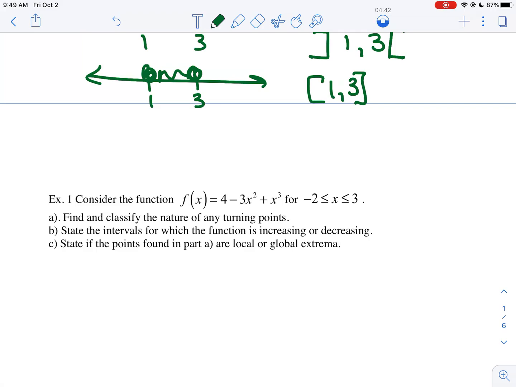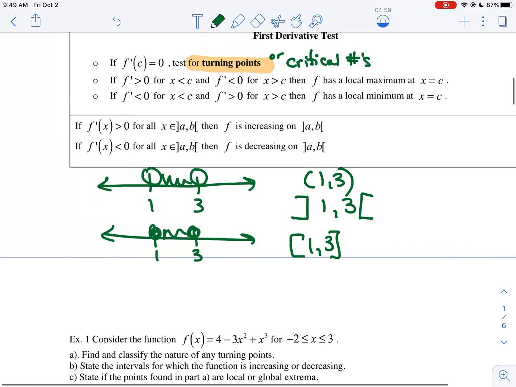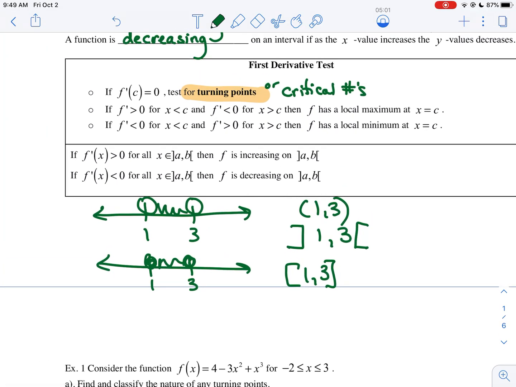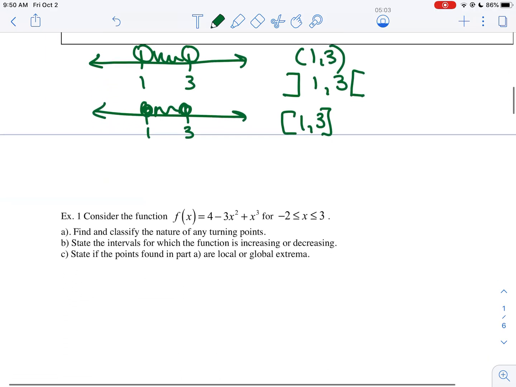Example 1 says, consider the function f of x equals 4 minus 3x squared plus x cubed for the interval from -2 to 3. Part A says find and classify the nature of any turning points. So let's come back up here, and a turning point is where the first derivative is equal to 0.